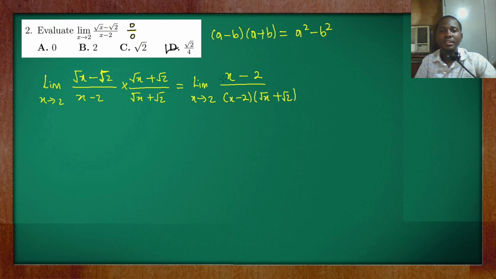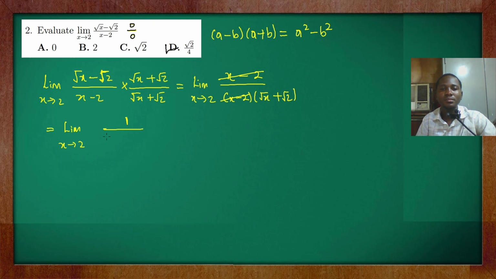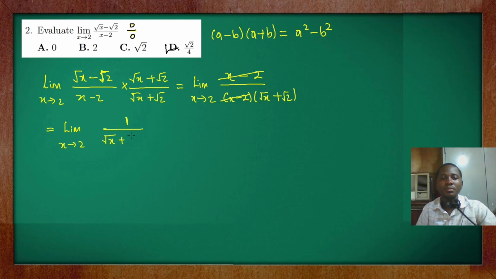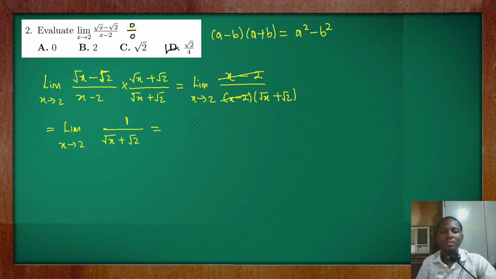Is that okay? So here you will see that x minus 2 will cancel x minus 2. Alright, so that means I'll be left with the limit as x tends to 2 of 1 over square root of x plus square root of 2. And if you substitute 2 directly here, you're going to have 1 over 2 root 2, which is still the same thing as square root of 2 over 4, because root 2 times root 2 will give us 2, then 2 times 2 will give us 4.